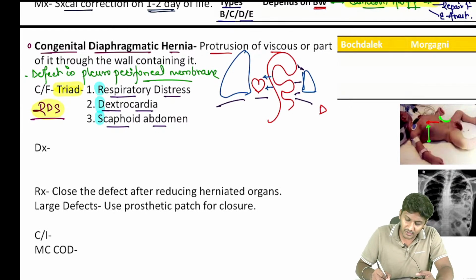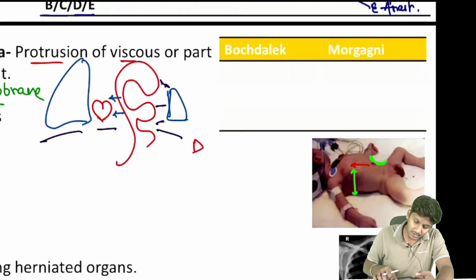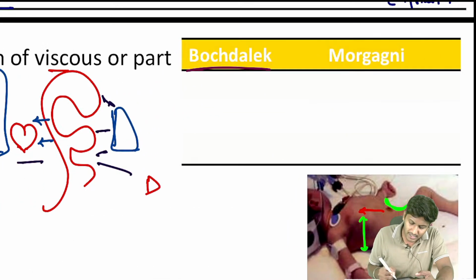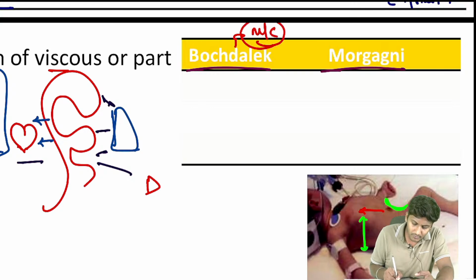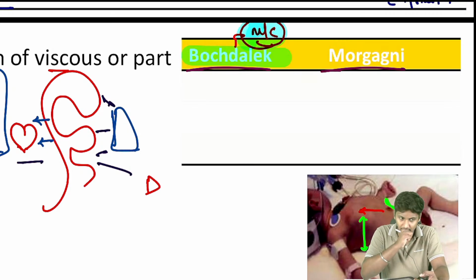Now there are two types of congenital diaphragmatic hernia. One is called the Bochdalek hernia, second is called the Morgagni hernia. You have to remember the Bochdalek hernia is the most common type of congenital diaphragmatic hernia. This is a very common question. Questions keep coming on Bochdalek, because it is the more common congenital diaphragmatic hernia.